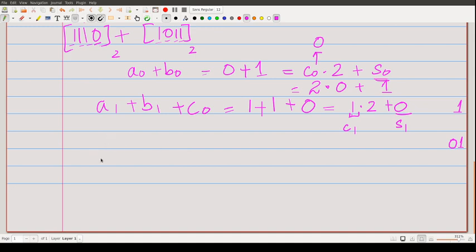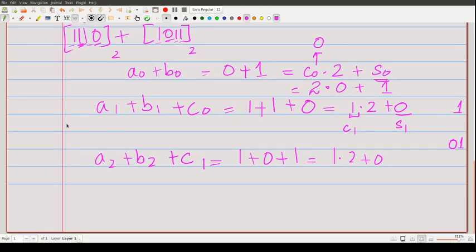And for the next addition, I will do A2 plus B2 plus C1. And so A2 is 1, B2 is 0, and C1 is 1. So we'll add 1 plus 0 plus 1. Again, we have 1 times 2 plus 0. So the same procedure keeps on repeating. Okay? And so you can complete this procedure on your own. Just check what's the carry from the previous step and add it to the next digits that are being added.